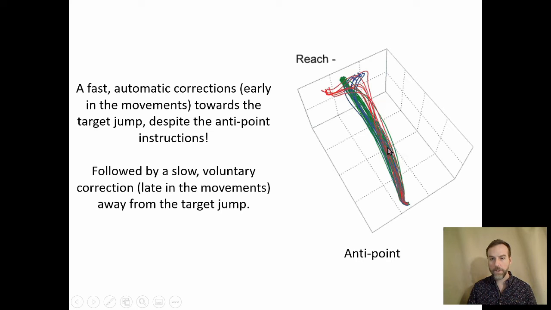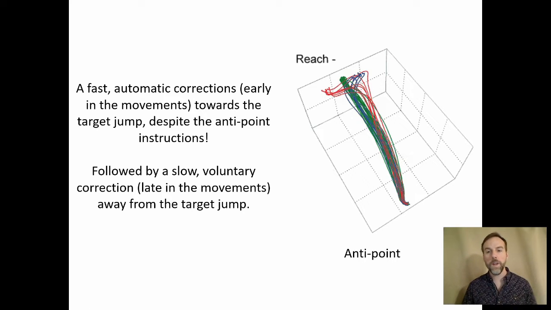So they start, they're the same as control. Now here they start going to the right. That's the direction of the target jump, but you're not supposed to go to the right. And participants know that. You're supposed to point to the left, but they get drawn to the right, so the first correction takes them to the right before they make a second correction to the left.